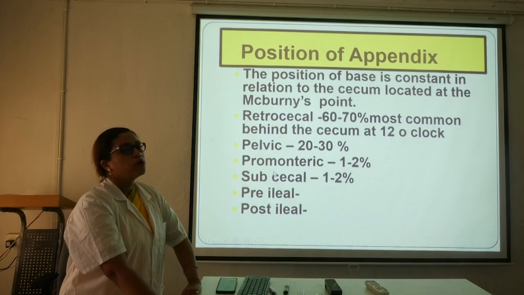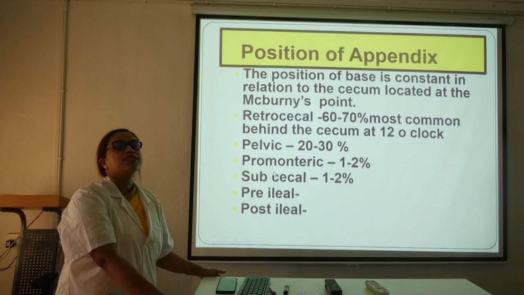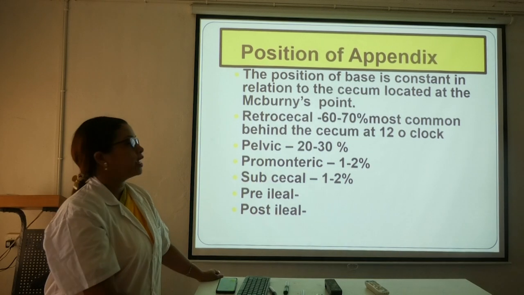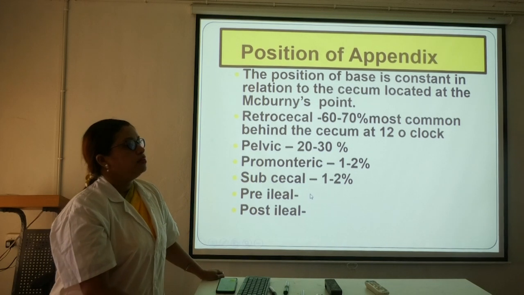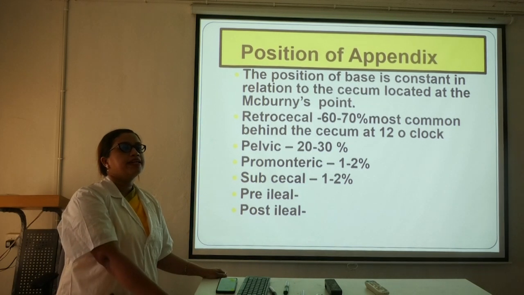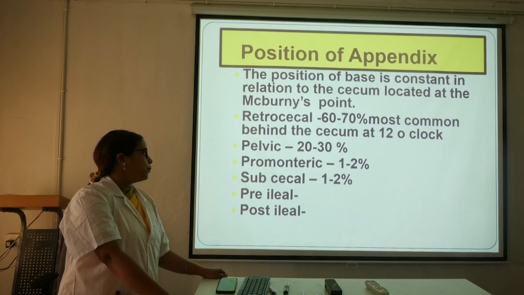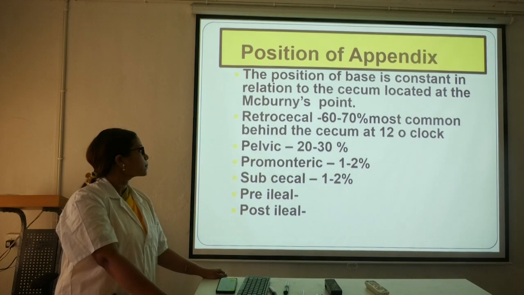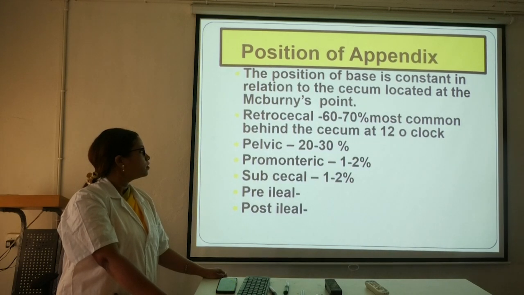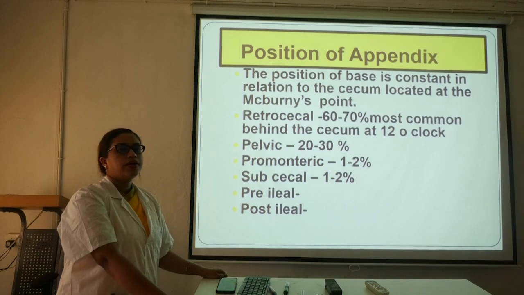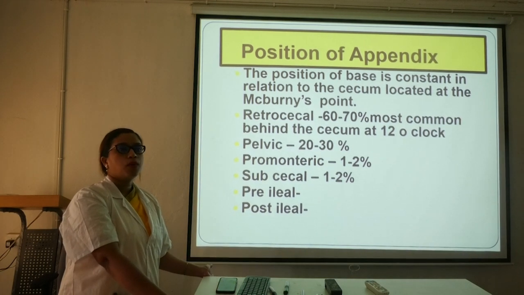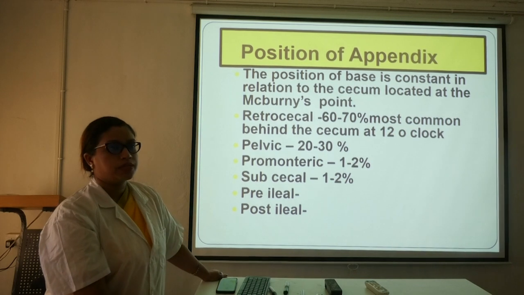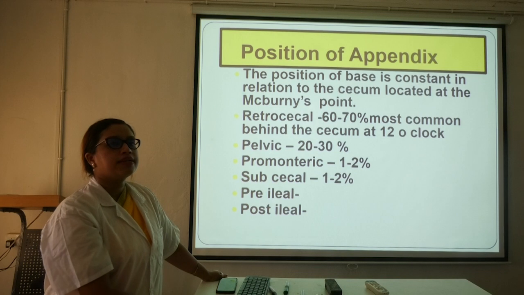Then next one is promontory. They are saying about the sacral promontory. Sacrum, you have seen the promontory, so that is another. Then next one is the subcecal, preilial, posterior. So how many varieties? 6 varieties. Retrocecal maximum, the rest will be pelvic, and some amount you will also get promontory and subcecal. And preilial, posterior is very uncommon.